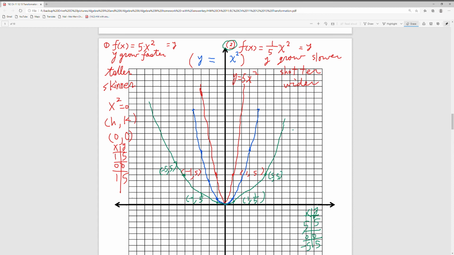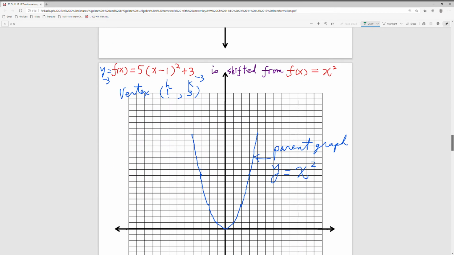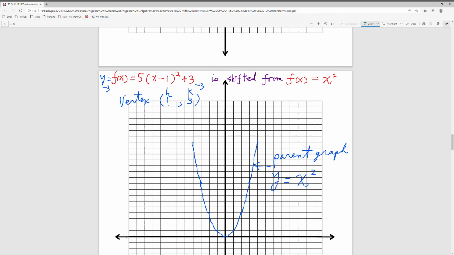So you can see that the green color looks wider because when your coefficient makes the graph grow slower, then the graph looks wider. Make sense? So I help you with memorizing the concept. Okay, then keep going. Next one.